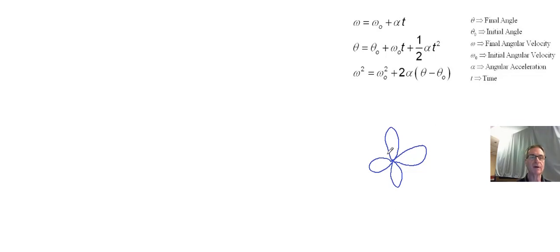In this example, that's not a flower that I've drawn there. It's my best attempt at the blades of a blender. And this problem is that the blades of a blender are rotating at a rate of 6,500 revolutions per minute. So my initial angular velocity is 6,500 revolutions per minute, otherwise known as RPM. RPM equals revolutions per minute.